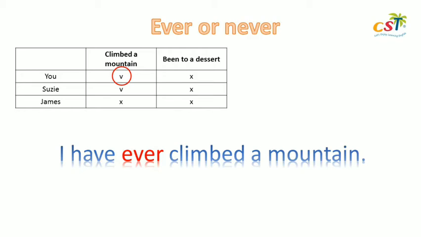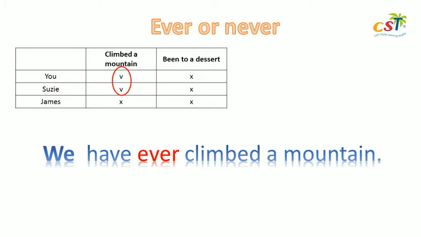And Miss Dwi use have because our subject is I. And don't forget we use verb 3, climbed. Not climb, but climbed. Now, you and Susie. So we use we. We have ever climbed a mountain. Kita sudah pernah mendaki gunung. Yes, we use have because the subject is more than just one person. You and Susie.